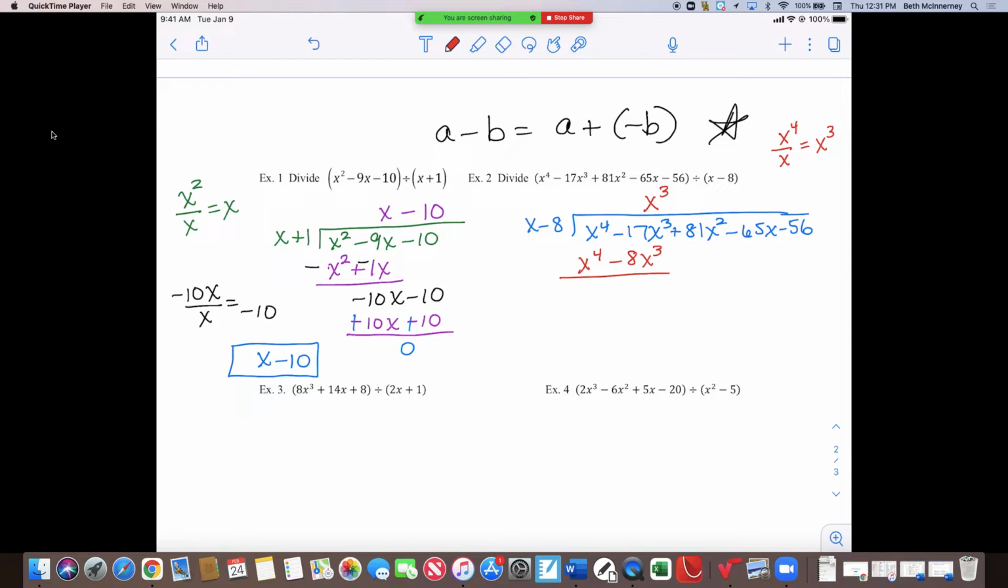All right, so now I'm going to add the opposite. So I'm going to take the opposites and add. So my x to the fourth cancels, and then I would get negative 9x cubed plus 81x squared, and I personally just bring them all down, just like we did before. And if you get this, then it's just repeat, repeat, repeat, repeat until you can't go anymore.